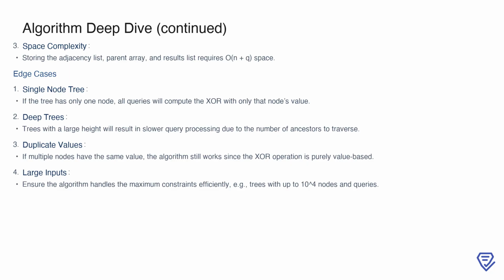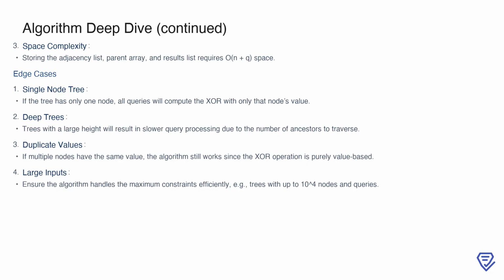The adjacency list, parent array, and results list together require O(n plus q) space, which is efficient given the problem constraints. As for edge cases, consider a single node tree. In this scenario, all queries will compute the XOR using only the root node's value, making it a straightforward case. For deep trees, where the height is significant, query processing may slow down due to the number of ancestors that need to be traversed. However, the algorithm still guarantees correctness.